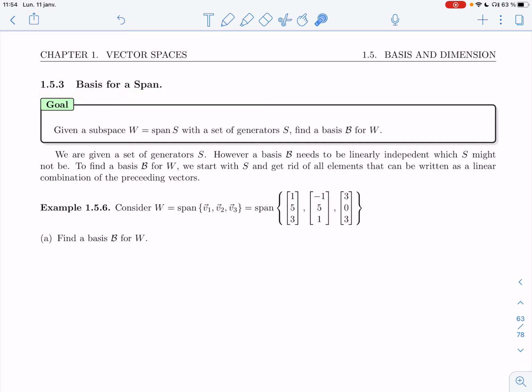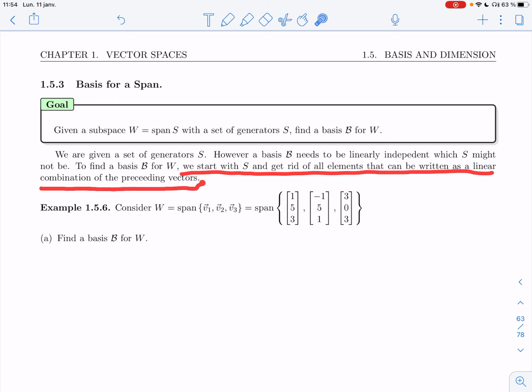Given a subspace W equals span of S with a set of generators S, find a basis B for W. So we are given a set of generators. However, a basis needs to be linearly independent, which S might not be. To find a basis B for W, we start with S and get rid of all elements that can be written as a linear combination of the preceding vectors.